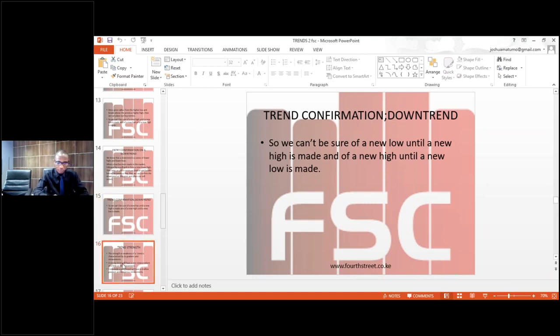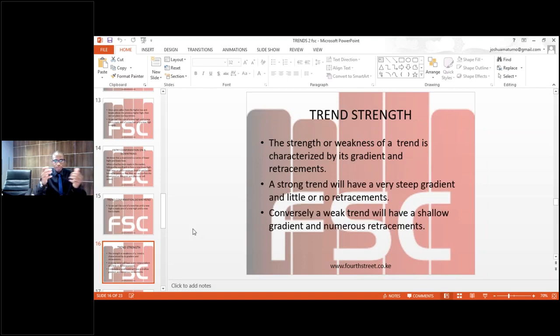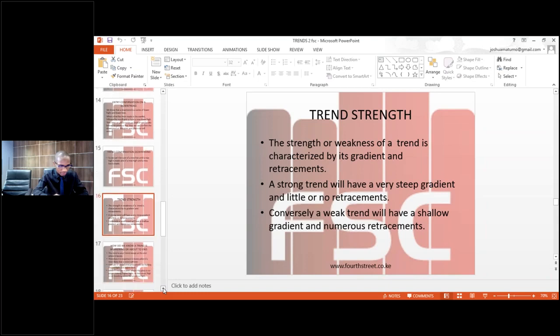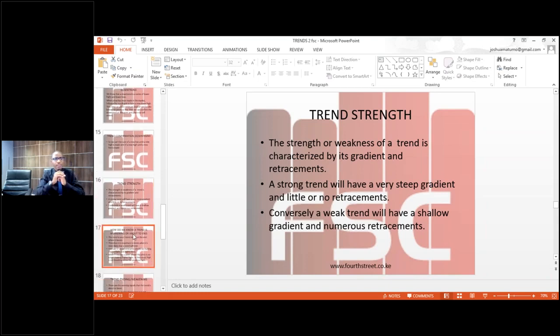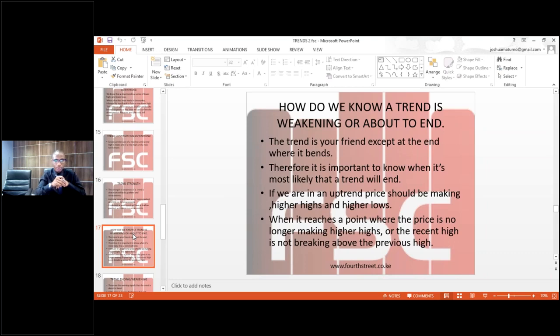Moving further, we talked about the trend strength. I talked about how to tell between a weak trend and a strong trend. The gradient, the size of the gradient of the trend. How strong is it? Is it a big gradient, which means it's steeper and it's a strong trend? And then, of course, the next thing I would like us to cover is how do you know when a trend is weakening or about to end?